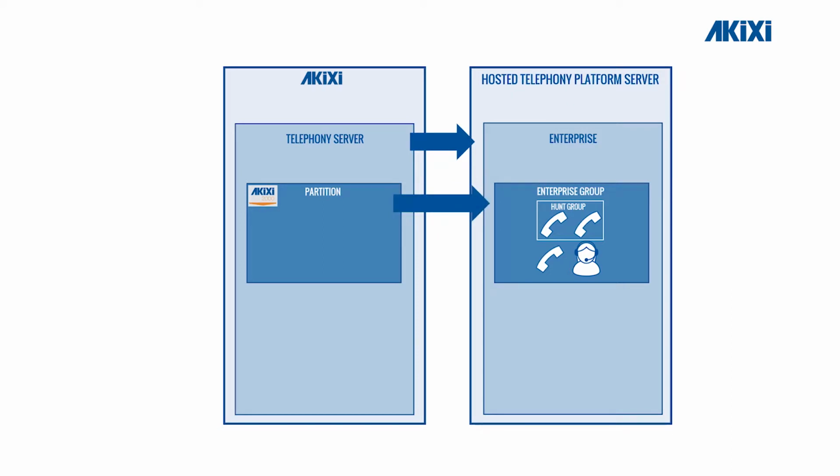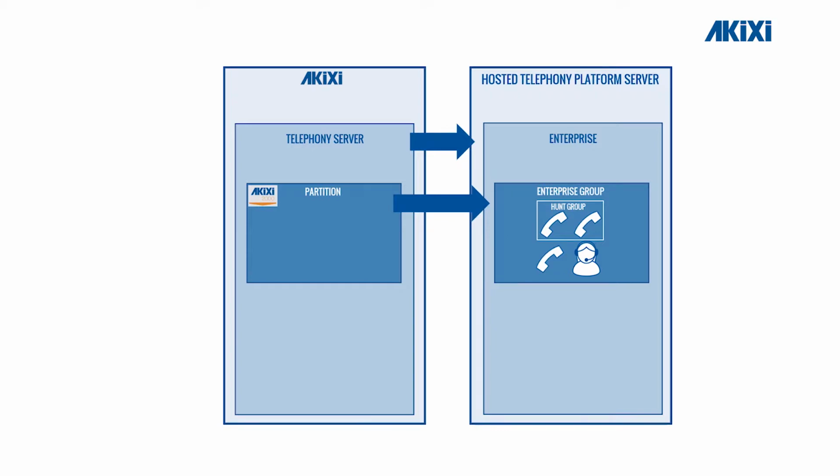Partitions connect to either the enterprise or enterprise groups. For this example, we're going to look at connecting the partition directly to the enterprise. And you do this by simply entering the enterprise ID into the partition. Once you've connected the partition to the enterprise, you can then look at bringing all those devices and entities you want to monitor across onto Akixi.